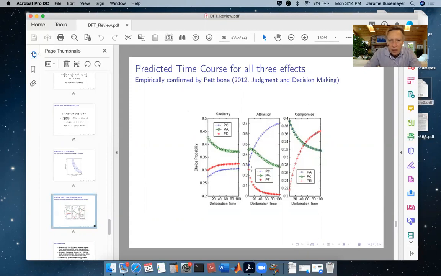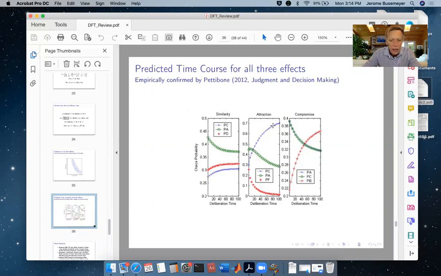Now, another thing about this is that these effects are changing across time. So the similarity effect is predicted to decrease across time. The attraction effect is predicted to increase across time. This is kind of interesting because the attraction effect is considered to be kind of irrational. So what we're saying is, if you think harder and think longer, you're becoming more irrational because the attraction effect is getting bigger. Violations of regularity get stronger the longer you think. And that would go against heuristic models too.